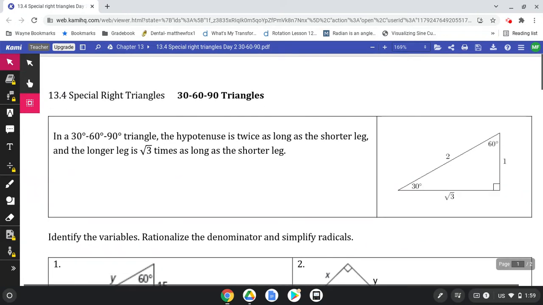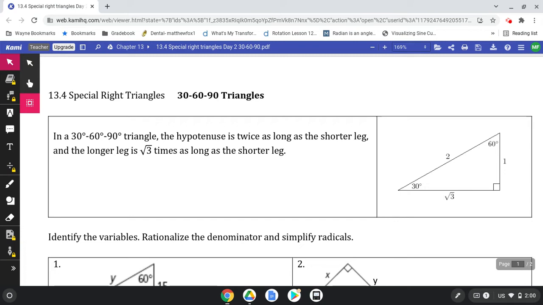All right, welcome back. Today we are talking about our second type of special right triangle. That is the 30, 60, 90 triangle. And the reason it comes up with this name, so you can see we have one angle that's 30 degrees, one that's 60, and one that is 90. Okay, so 30, 60, 90 triangles.